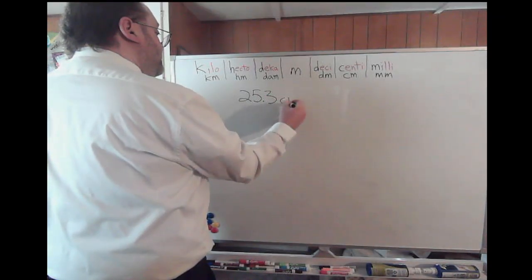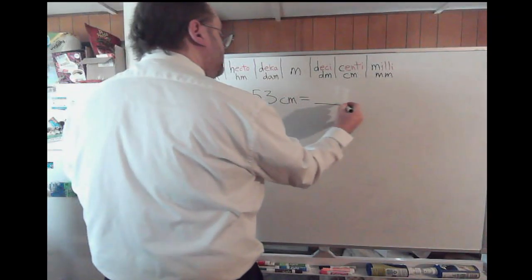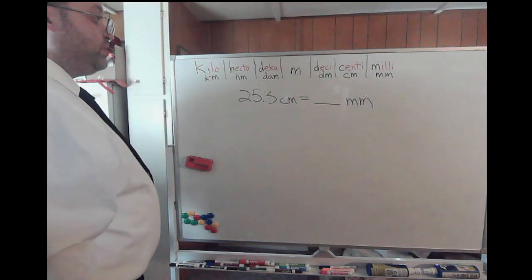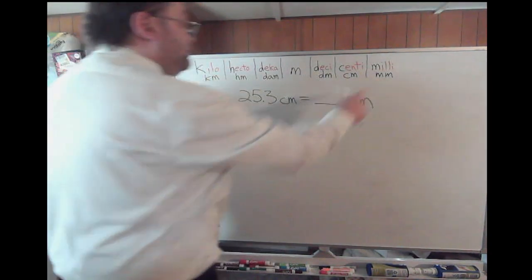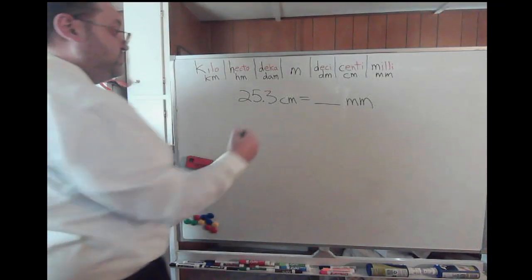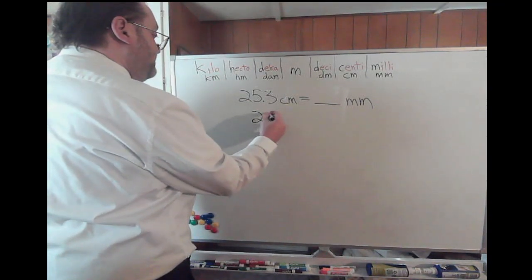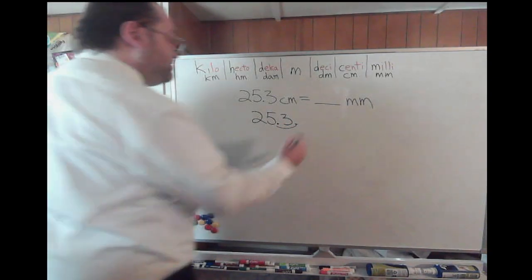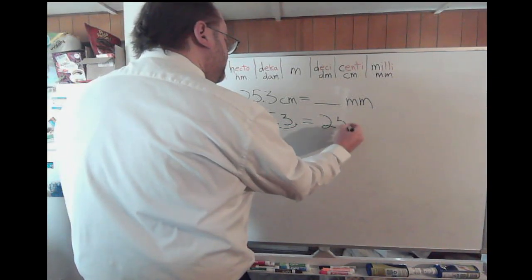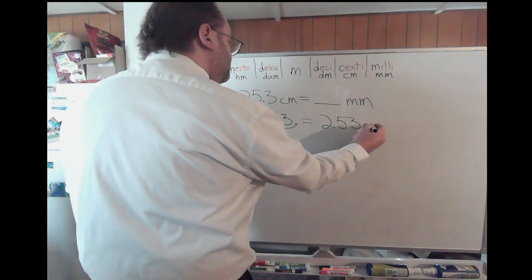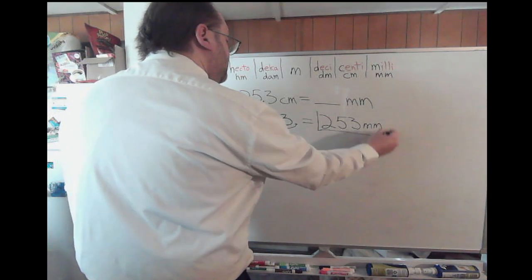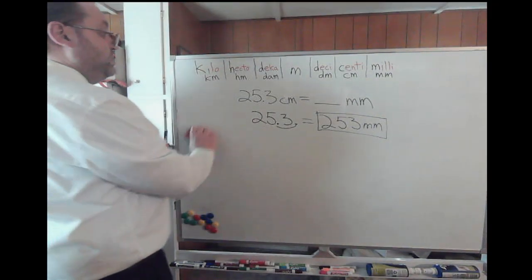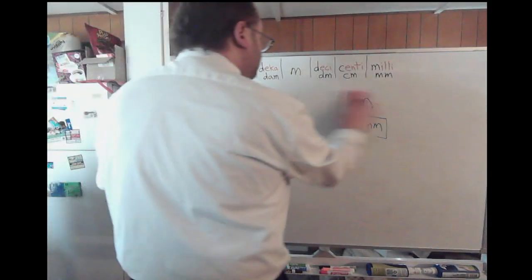25.3 centimeters is equal to how many millimeters? From centimeters to millimeters, it's only 1 unit to the right, so you're just going to take your decimal place of 25.3, move it 1 decimal place to the right, and you'll arrive at millimeters. That would give you 253 millimeters. Really pretty simple. Move it 1 decimal place to the right.